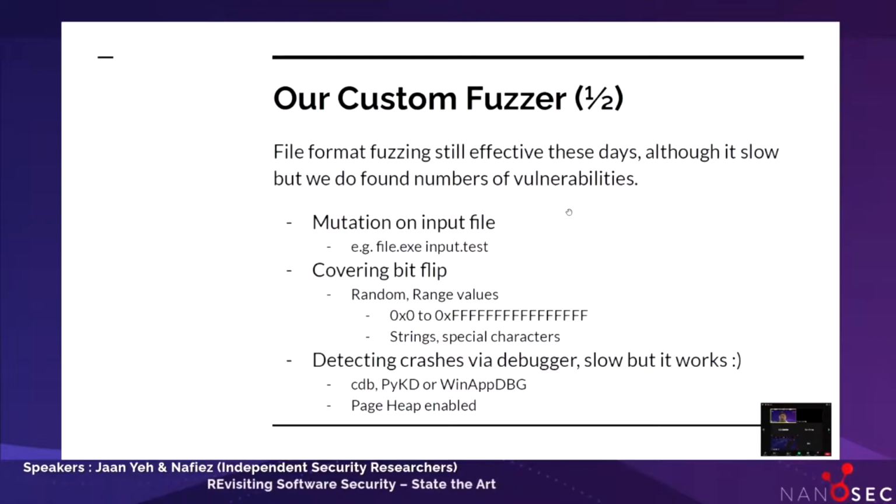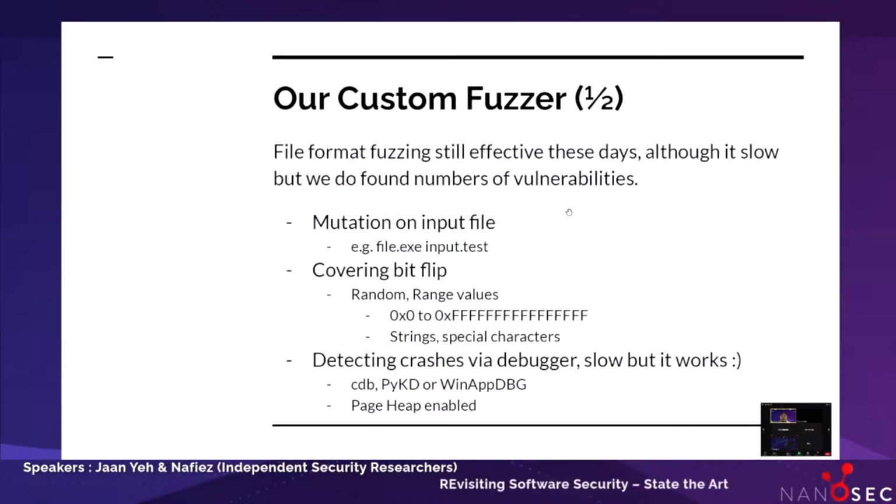Our custom fuzzer is still a file format fuzzer, although it's slow, but we happen to use it and found a number of vulnerabilities. It does mutation on input files. It's capable of bit flips as well. It's randomly flipping bits, and the range is from 0 to 64 bits. It can cover strings and special characters as well.